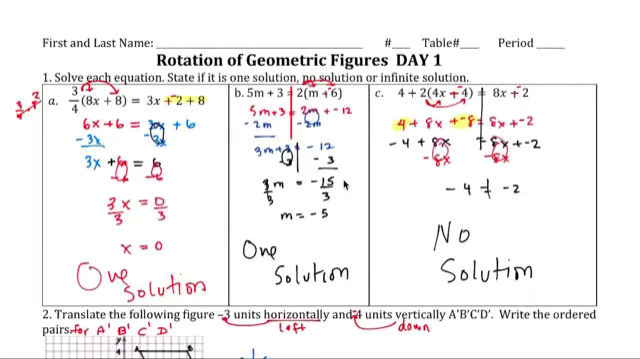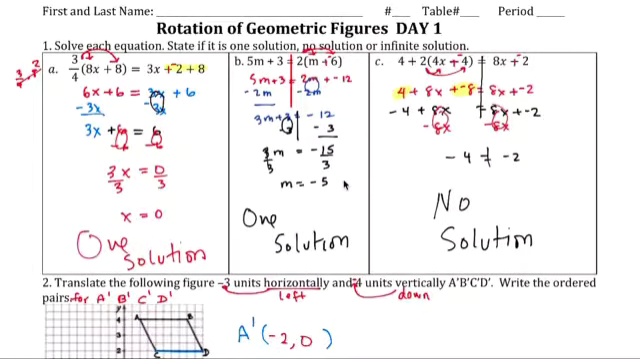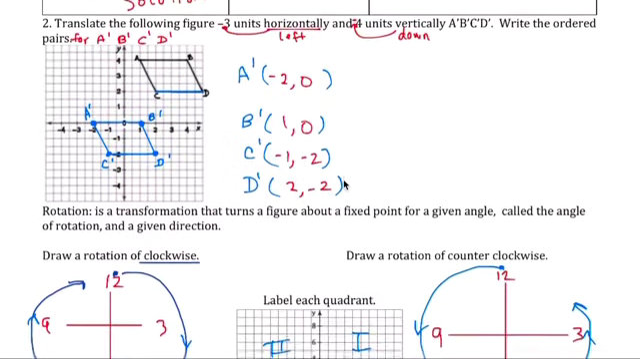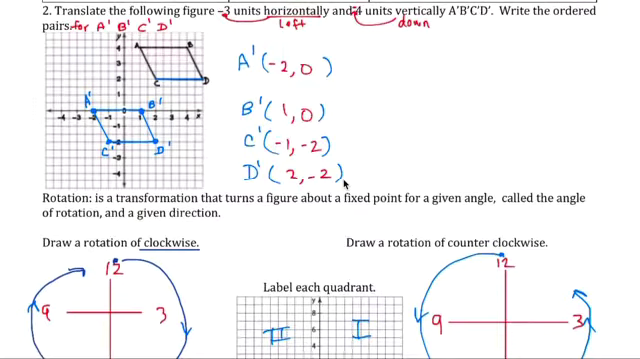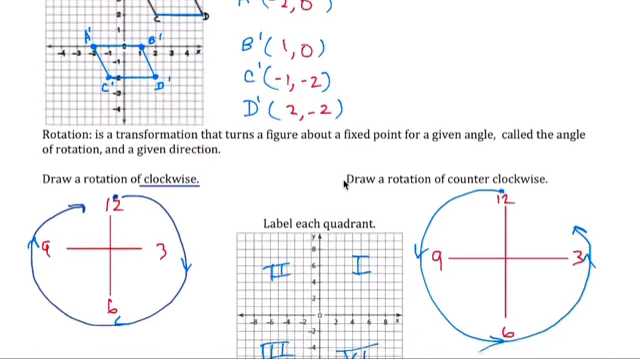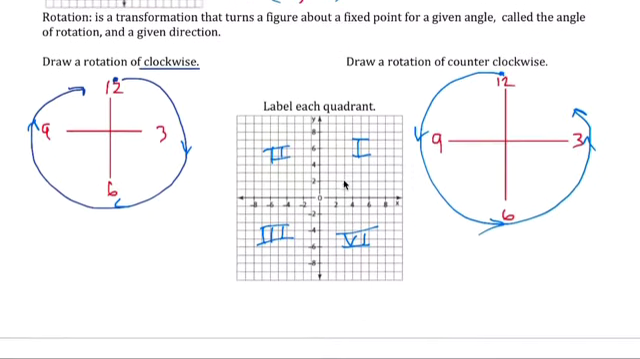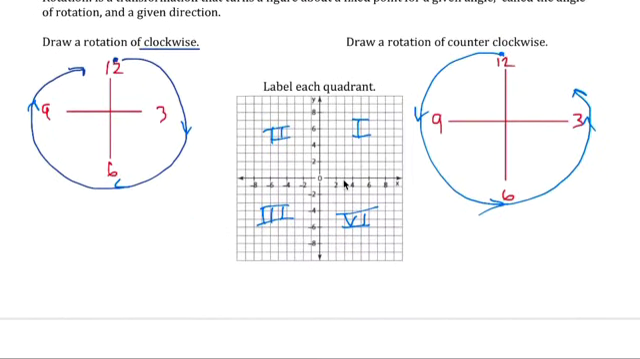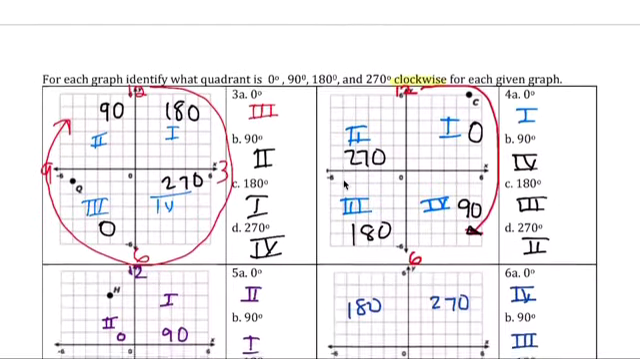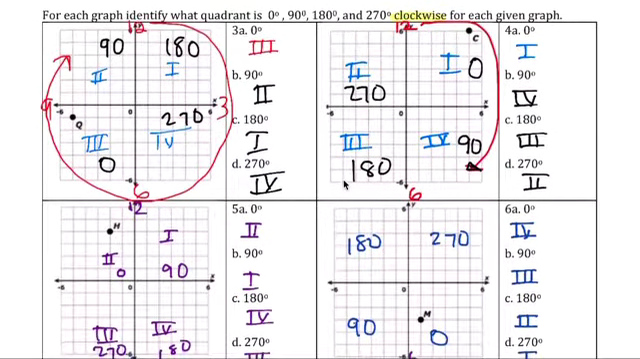This is work we did in class. So, review of translation. Learn about clockwise and counterclockwise and quadrants. So, these are the quadrants. Then we did these.